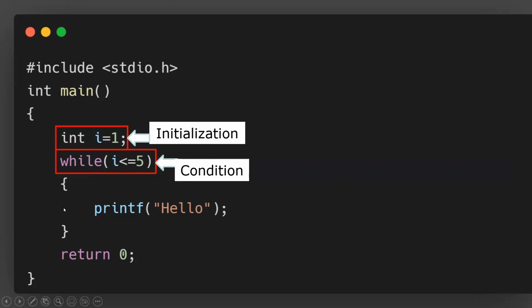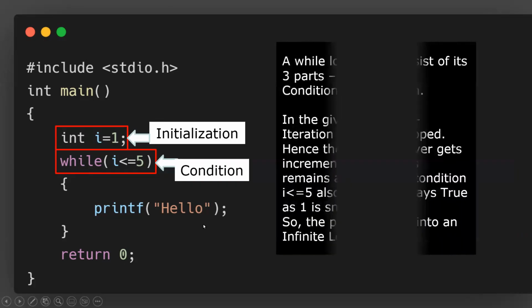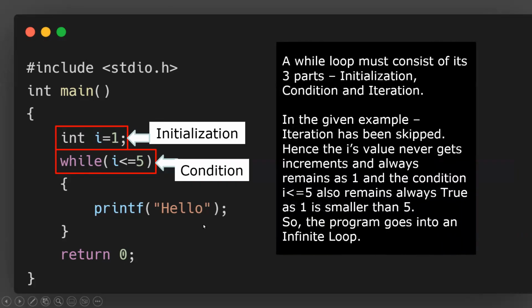This is the body of my loop. So it is going to come inside. It is going to print hello. After printing hello, there is no iteration part. So the I value is never incremented. When it is not incremented, it is always going to remain as 1. So 1 is always going to be less than 5. Hence an infinite loop. The program is going to keep on printing hello indefinitely.